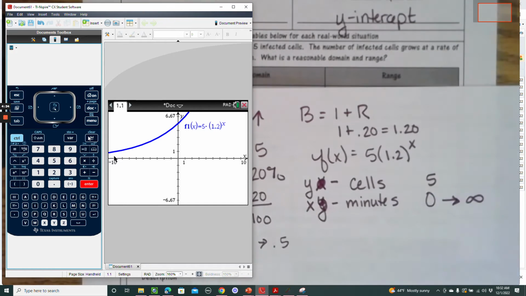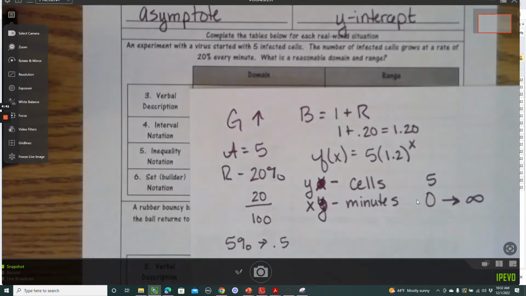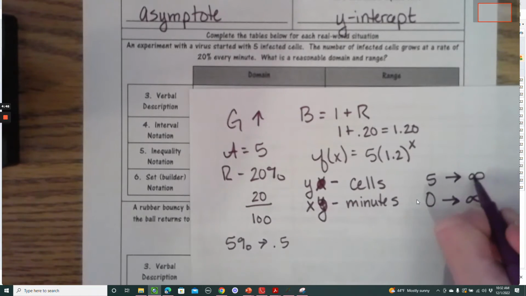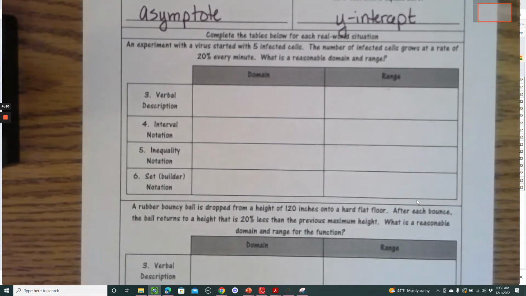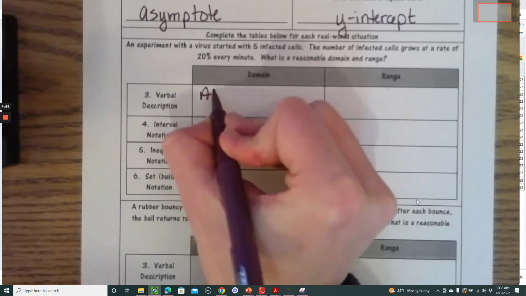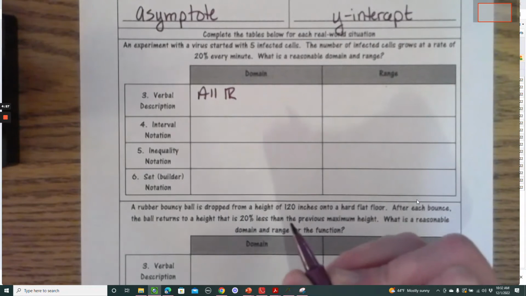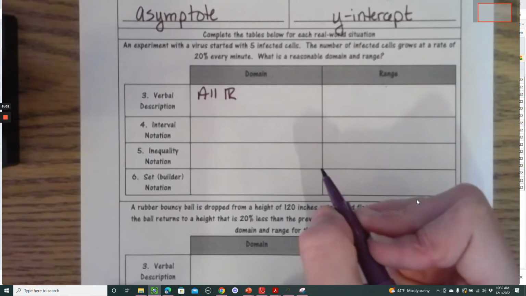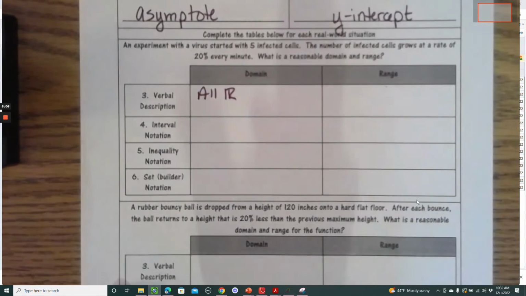So we have to start, and you can pull that up on the table when X is 0. And then what's the maximum number of cells we can have? Infinity. All right, so here we go. Verbal description. All real numbers. Greater than 0 or greater than or equal to 0? Equal to, because minutes can be 0. That's the start point. Minutes, 0 is possible.